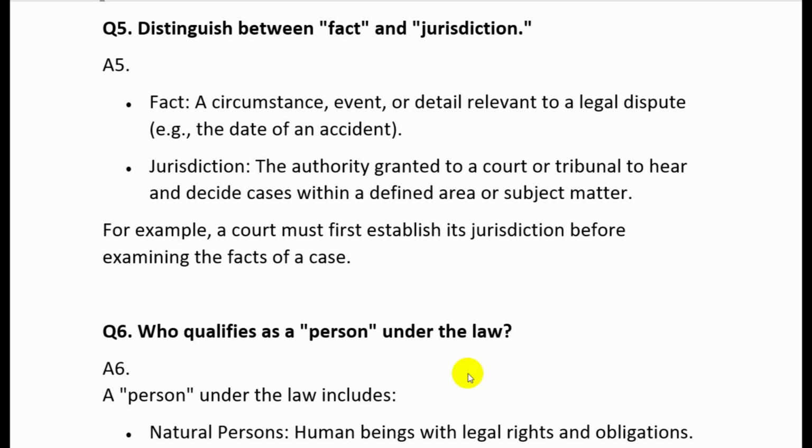Distinguish between fact and jurisdiction. Fact is a circumstance, an event, or a detail relevant to a legal dispute. Example, the date of an accident is a fact. Jurisdiction is the authority granted to a court or a tribunal to hear and decide cases within a defined area or a subject matter. For example, a court must first establish its jurisdiction before examining the facts of a case.